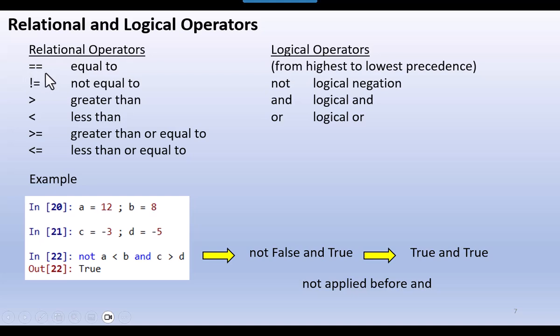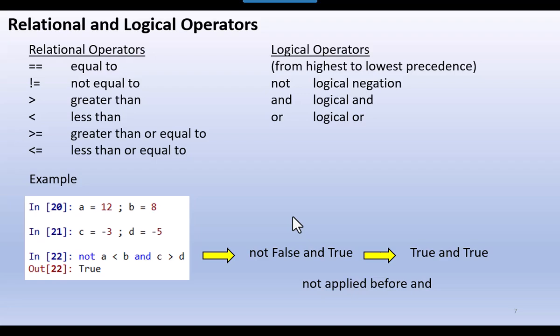Numerical equal is double equals, which if two numbers are exactly equal will yield true. Not equal to, in this case, is exclamation point equal. Your greater than, less than, greater than or equal to, and less than or equal to are familiar. And the logical operators are not, and, or, and these are in order of precedence. So not will be evaluated before and, which will be evaluated before or. And then if there are any other distinctions, it will be left to right. So this shows the logic we applied to obtain our result.